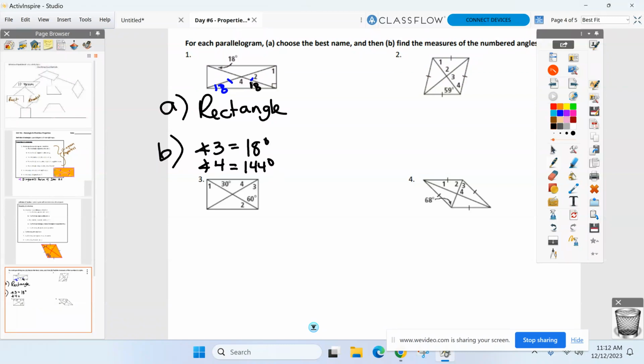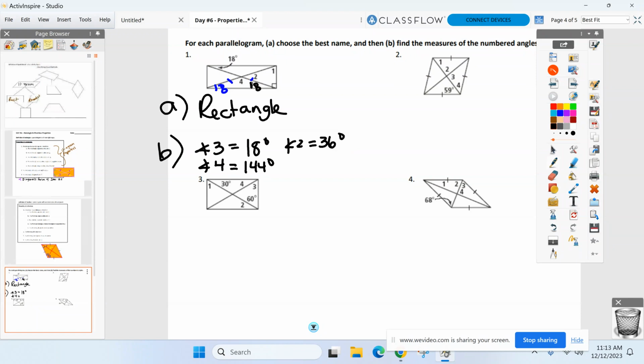Good. So if angle 4 is 144, I could probably get to angle 2 pretty quickly too. Linear pairs are supplementary. So that would make it 36 degrees. 36. And now everyone ready for angle 1.